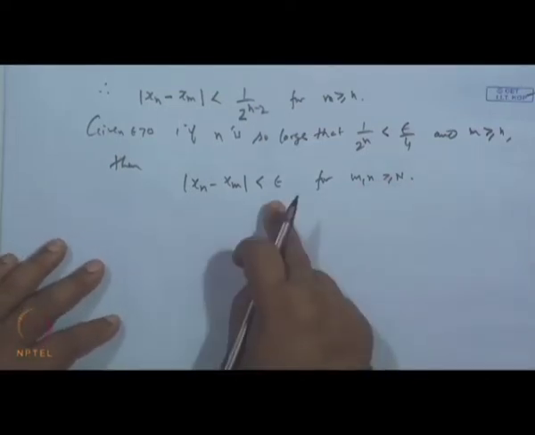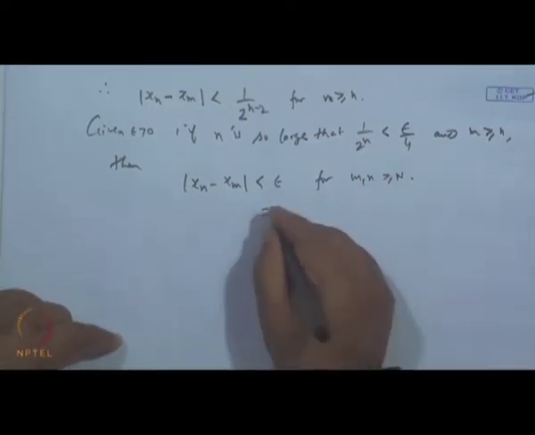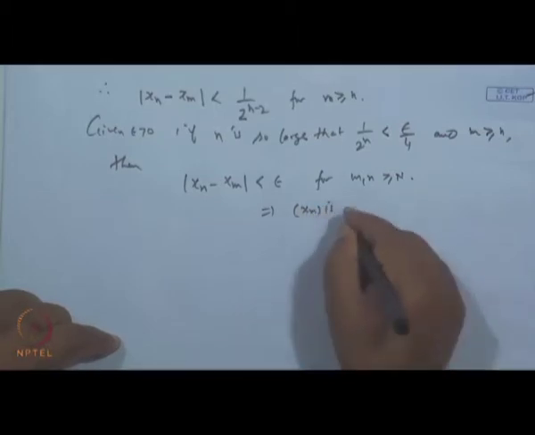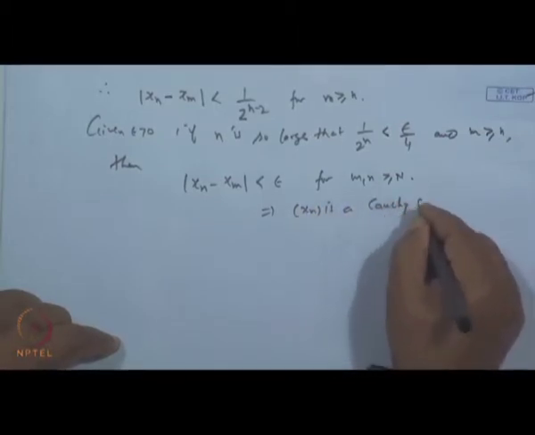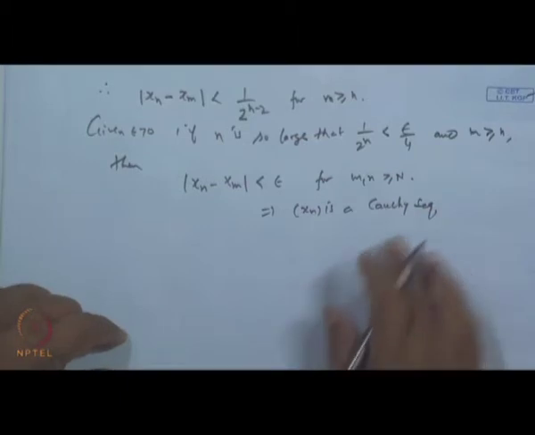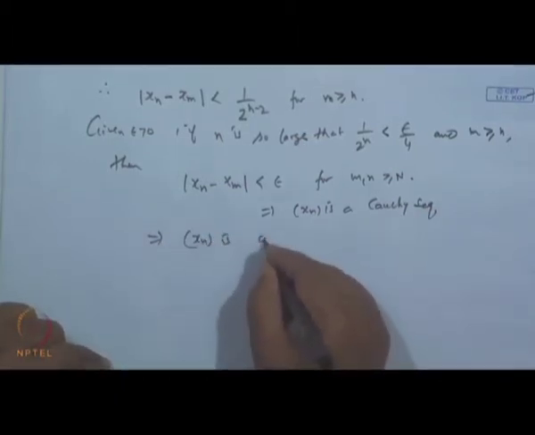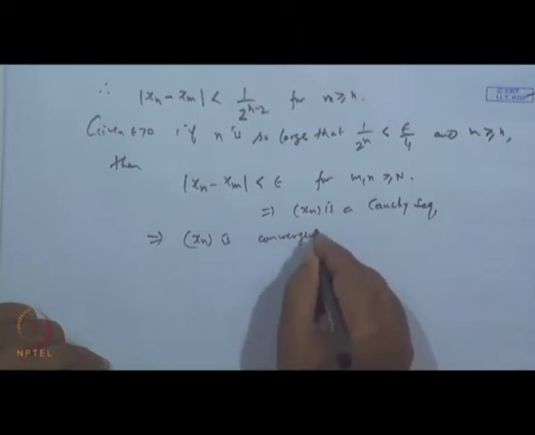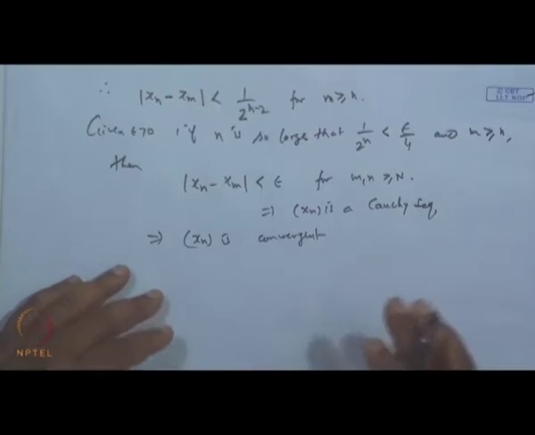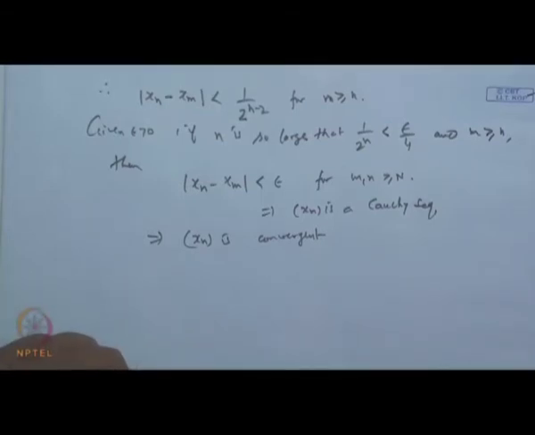Therefore, this implies the sequence x n is a Cauchy sequence. Okay. Once it is Cauchy, therefore, the sequence x n is convergent. Hence, without calculating the limit, one can say the sequence is convergent. Similarly, if it is not Cauchy, then one can show it is a diverging sequence.